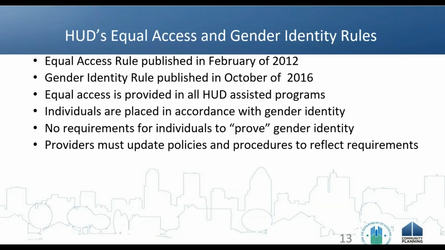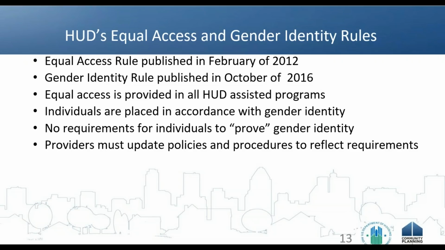The last requirement here that I will point out is just the last bullet. Providers have to update your policies and procedures to reflect these requirements. That's simply making sure it's codified.